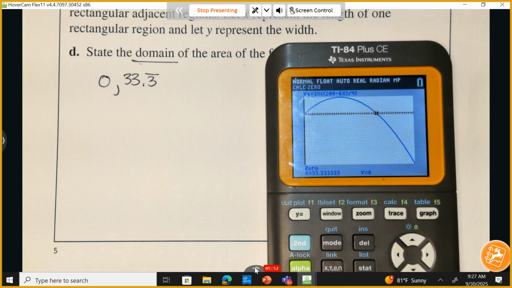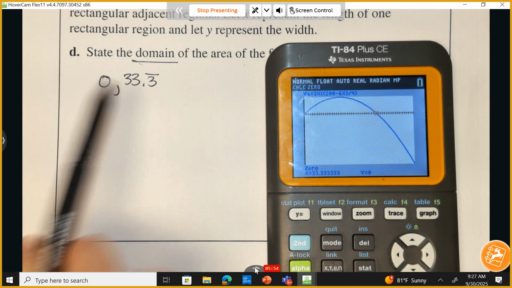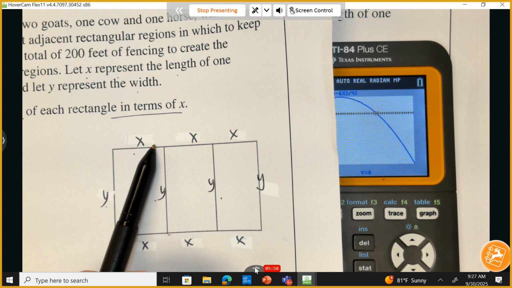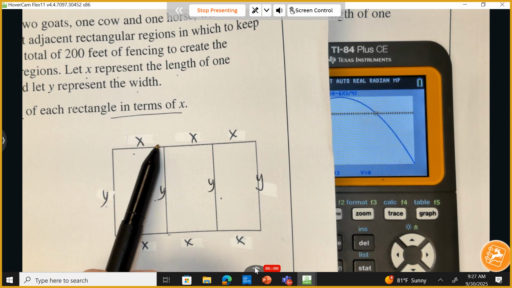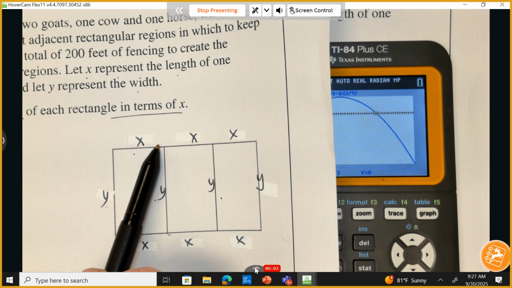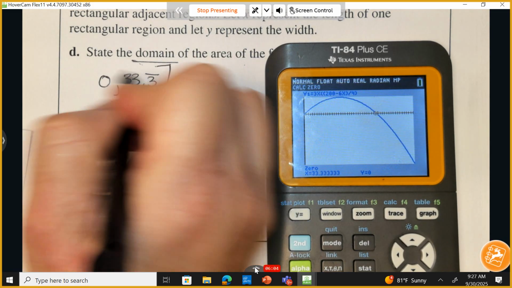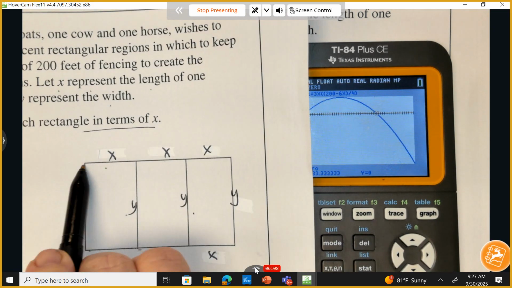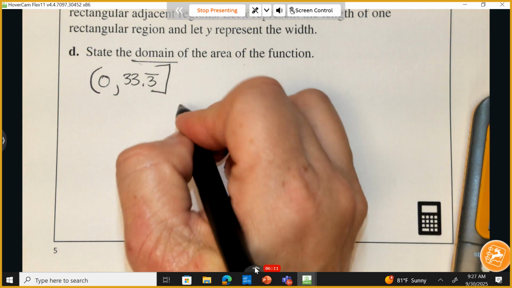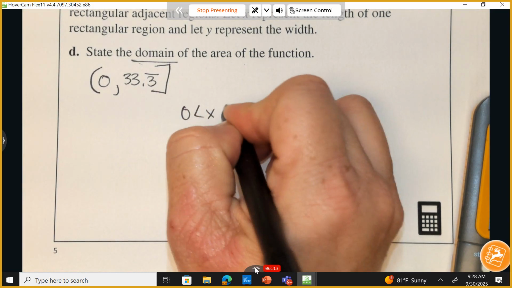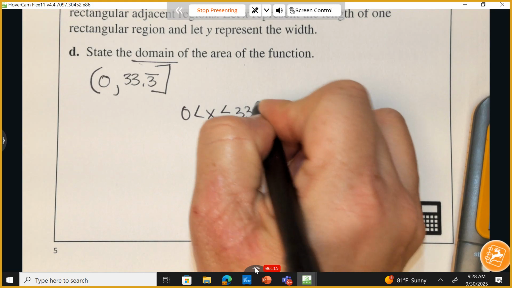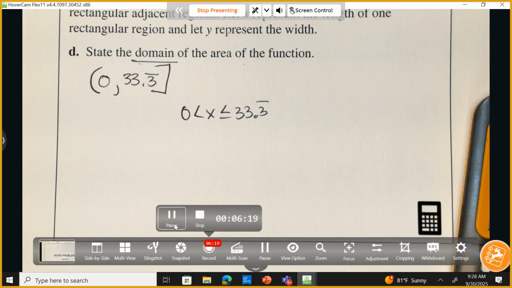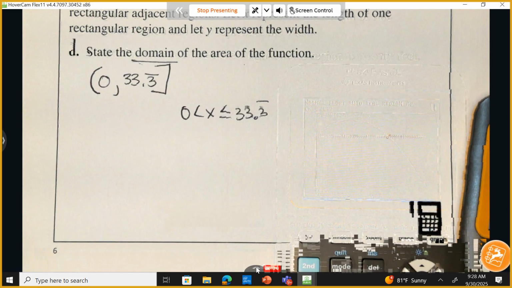So the domain. This is the maximum value for this length. It can go all the way out to 33 and a third feet. It can include that. It will never include 0 because this length must be greater than 0. You could write it in this form, or we could write it like this. On to the next part.